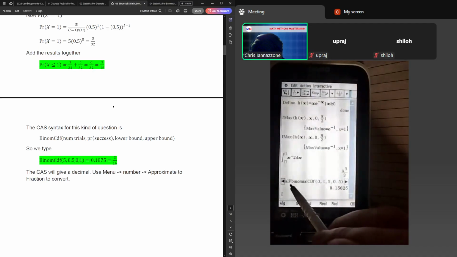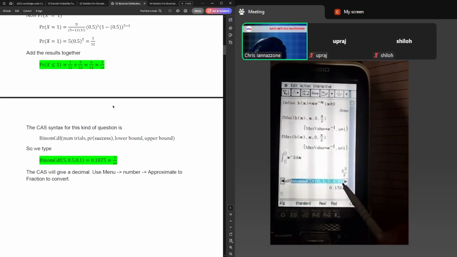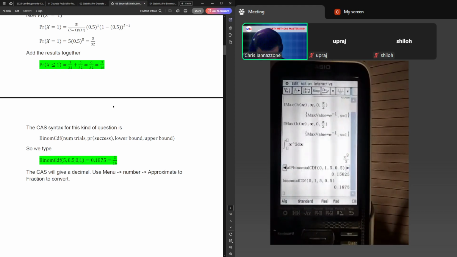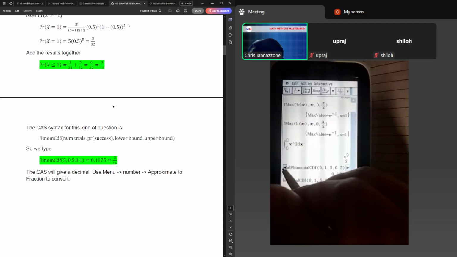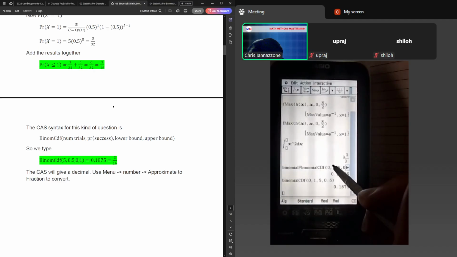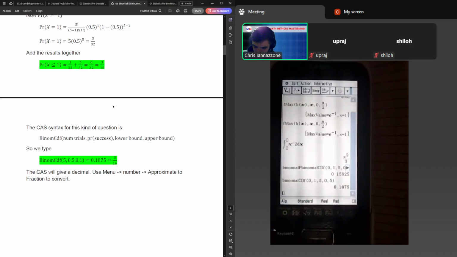Oh, right, I put it in here. How funny. Let's fix that. There we go. What did I even write there? Binomial P, binomial CDF. Nice. Anyway, that's that.